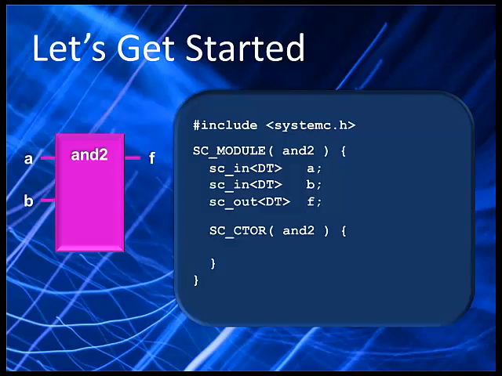So now that we have a module with some ports, let's make it do something. We'll make it easy. We'll just read the A and B input ports and perform a simple AND operation on them, then write the result to output port F.